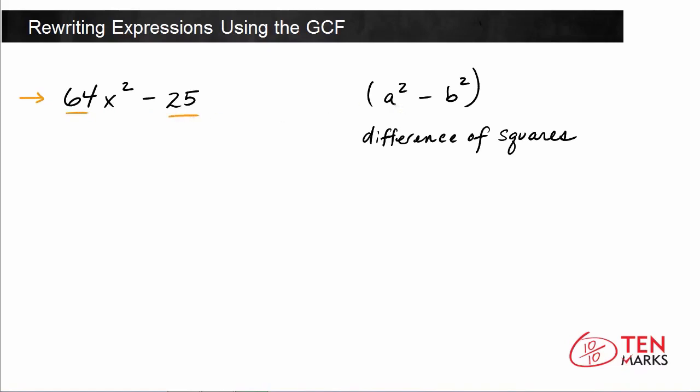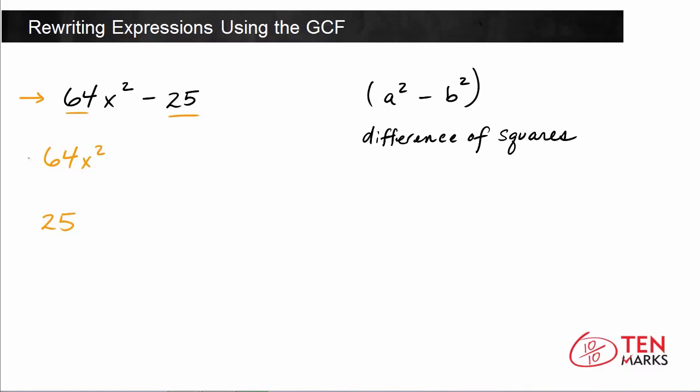Now we look at this form, right? A squared minus b squared. You can find the value of a by taking the square root of the first term, which is altogether 64x squared. This is the first term. And then you can find the value of b by taking the square root of the second term, and the second term in this case is 25.